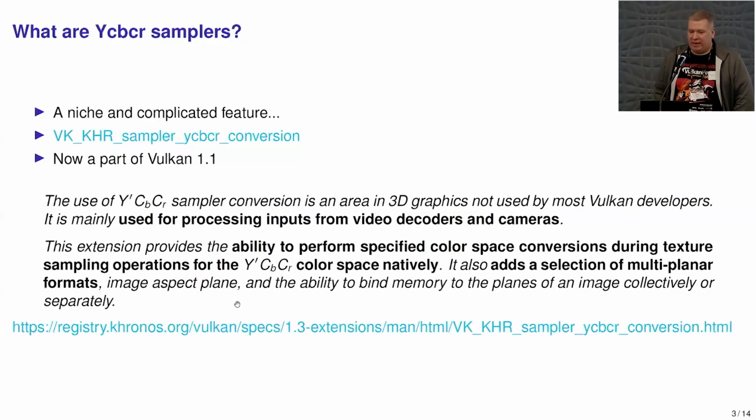So what are Ycbcr samplers? It's a niche and complicated feature, and it was introduced as a KHR extension back in the days. And now it is a part of Vulkan 1.1. Essentially, it provides a way to process inputs from video decoders and cameras and automatically convert them to RGB using images in multiple planes and using the data format which is native to the video decoders and cameras, which is usually a YUV format where the luminance and color information are separate and in separate image planes. And Vulkan provides a way to do this automatically.